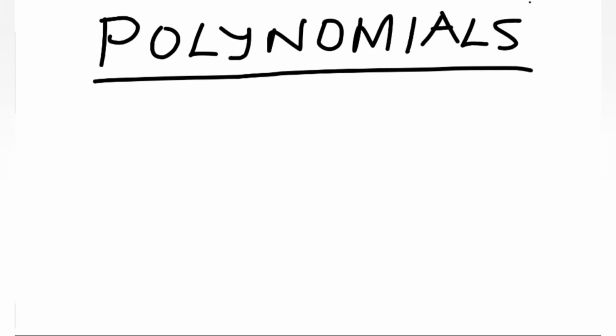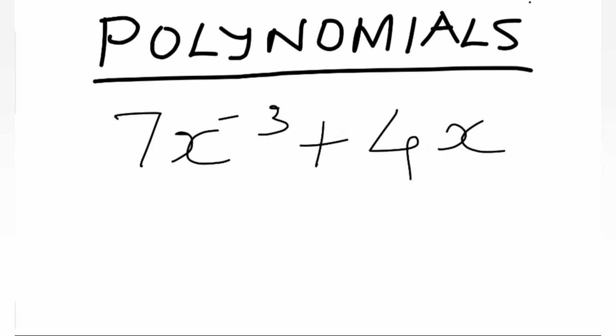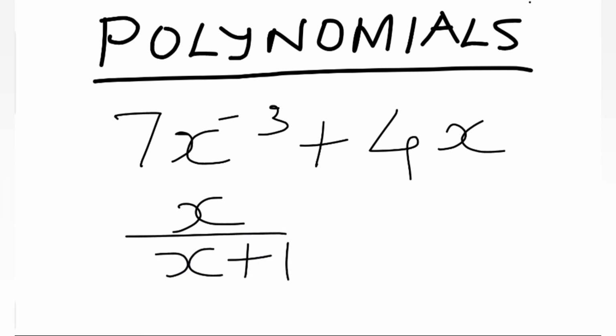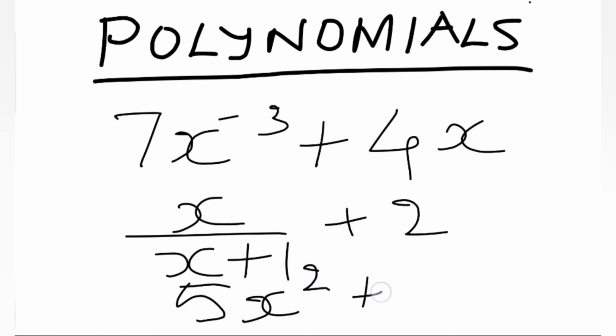So, expressions which are not polynomials are, for example, 7x raised to minus 3 plus 4x. x upon x plus 1 plus 2. 5x square plus 2 root x plus 1. These types of expressions are not polynomials.